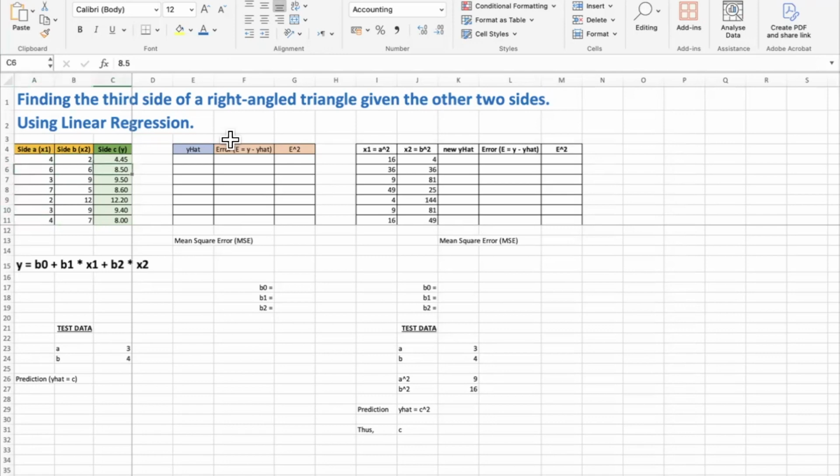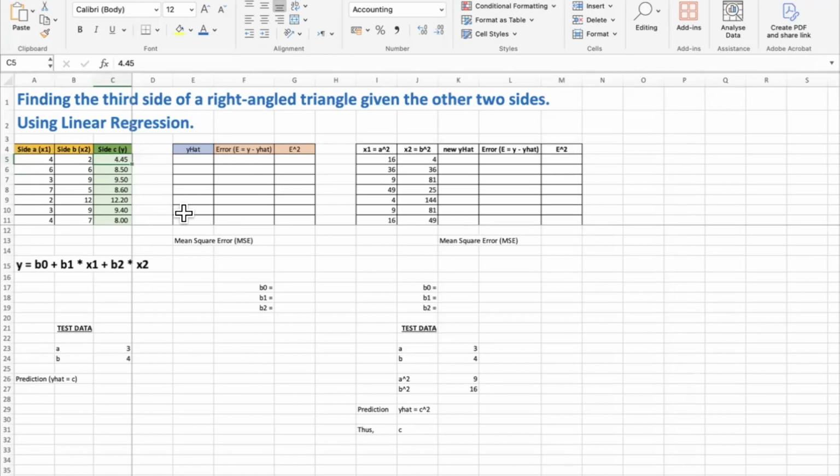Using this input data, we will ask the machine to learn how to calculate the side of a right angle triangle given the base and altitude. Then it will calculate the hypotenuse. So now this is the input data what we will provide. That is the side A, side B, and side C.